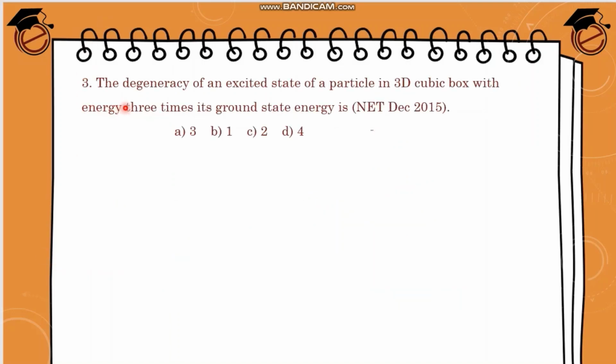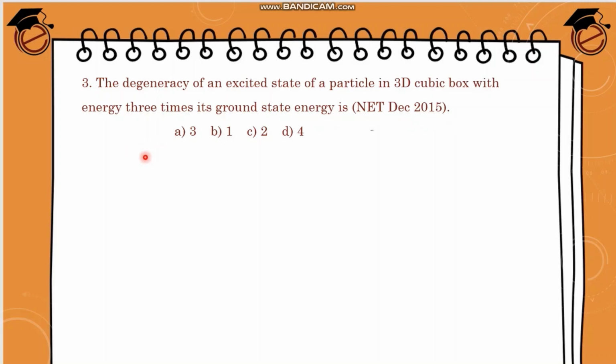This is our third question. The degeneracy of an excited state of a particle in a 3-dimensional cubic box with energy 3 times its ground state energy is option A 3, option B 1, option C 2, option D 4. This question was asked in NET December 2015. It is exactly similar to our second question.